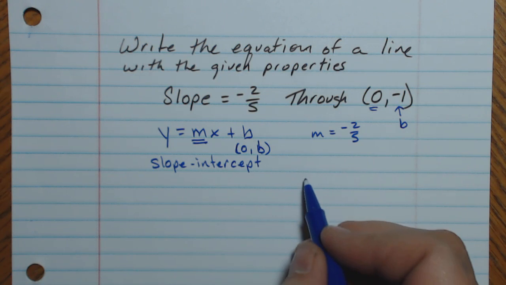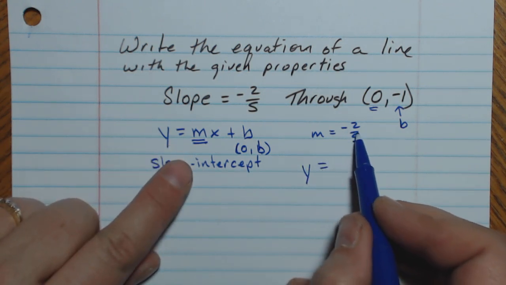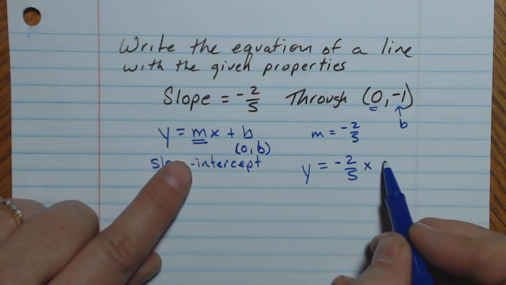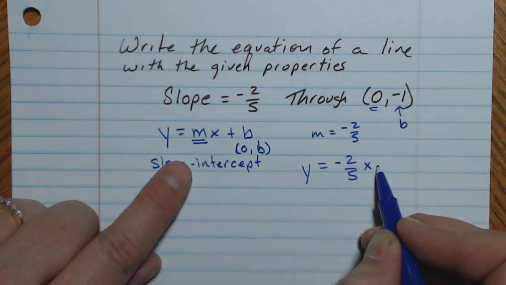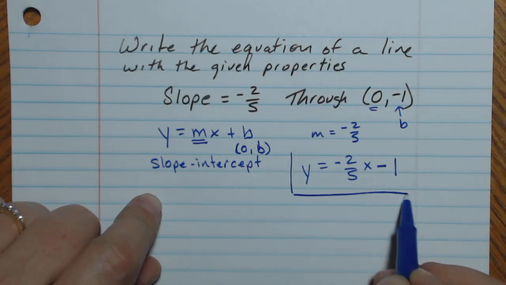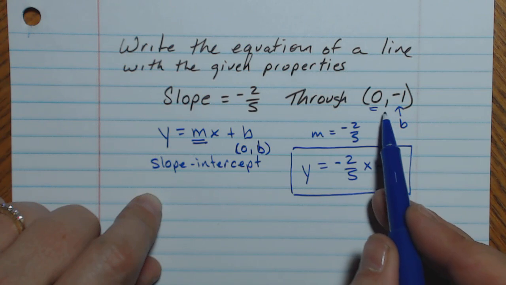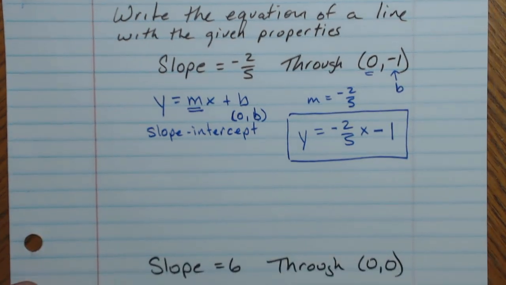So I can go to my equation and write y equals m, in this case -2/5, x plus b. And I could write plus a -1, but a simpler way is to say just a straight -1. So that is my equation. It has a slope of -2/5 and it goes through the point (0, -1). I'm going to go ahead and do one more of the same type.